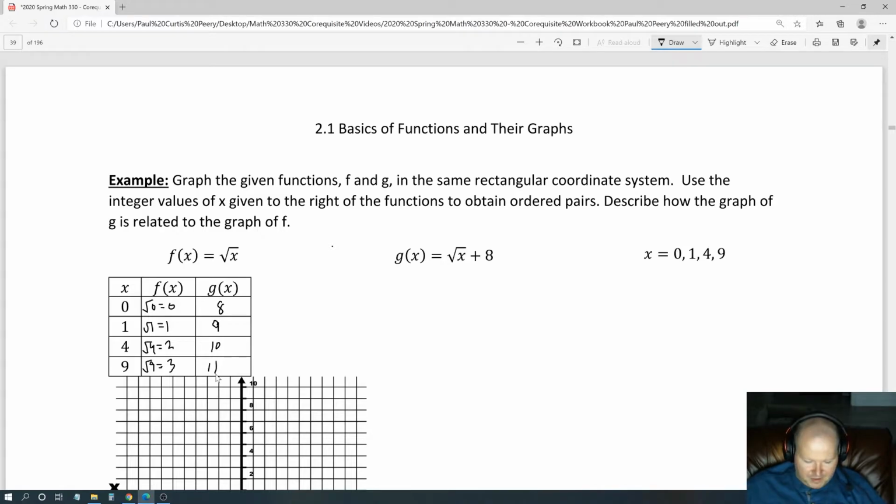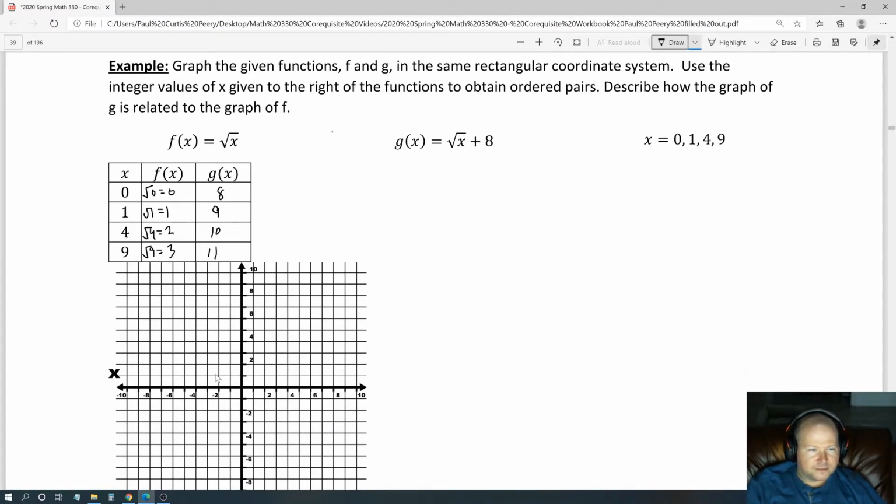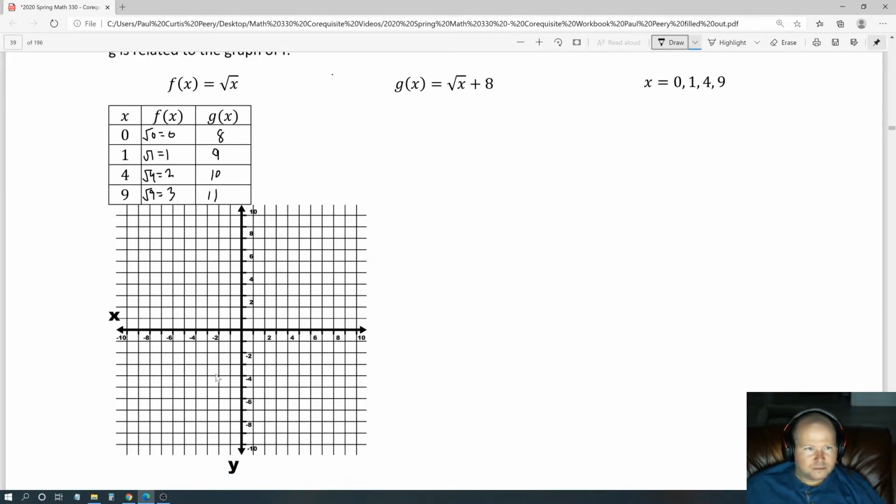Okay, so let's try graphing this out. The first one is going to be the base one, so it's going to be just a point there in the middle. Then we have a 1, 1. Then we have a 4, 2 right there. And then we have a 9, 3 right there. So it looks like that.